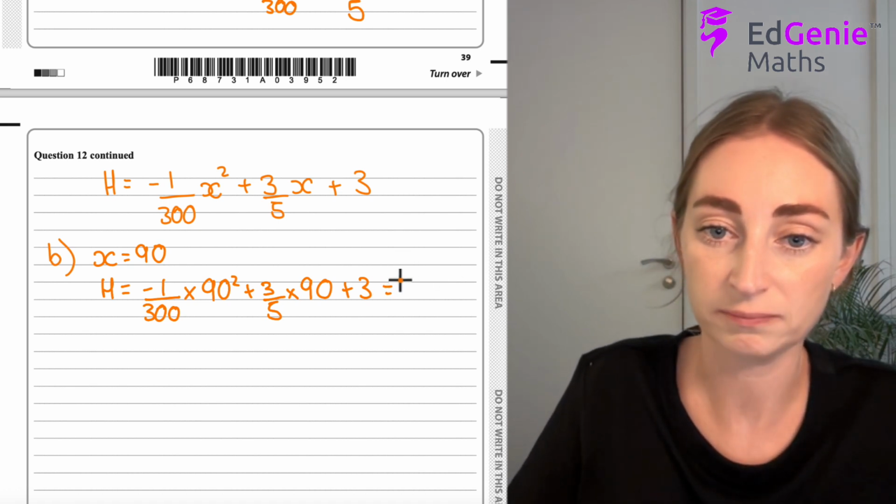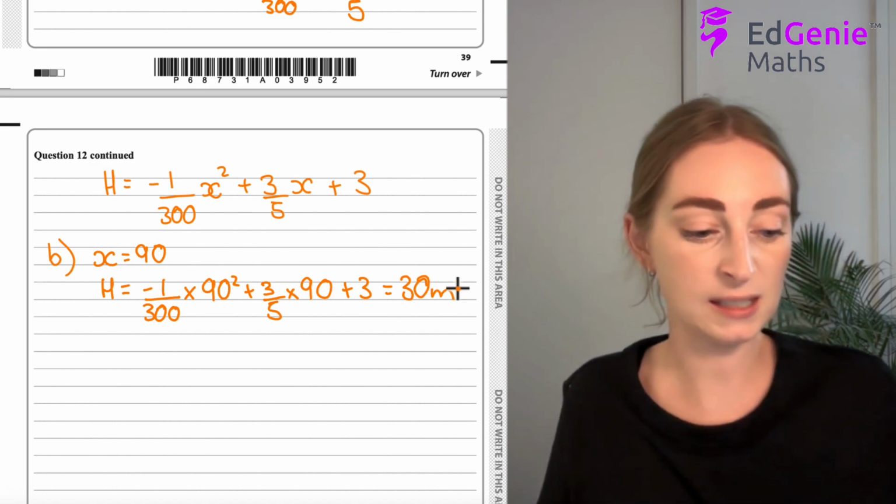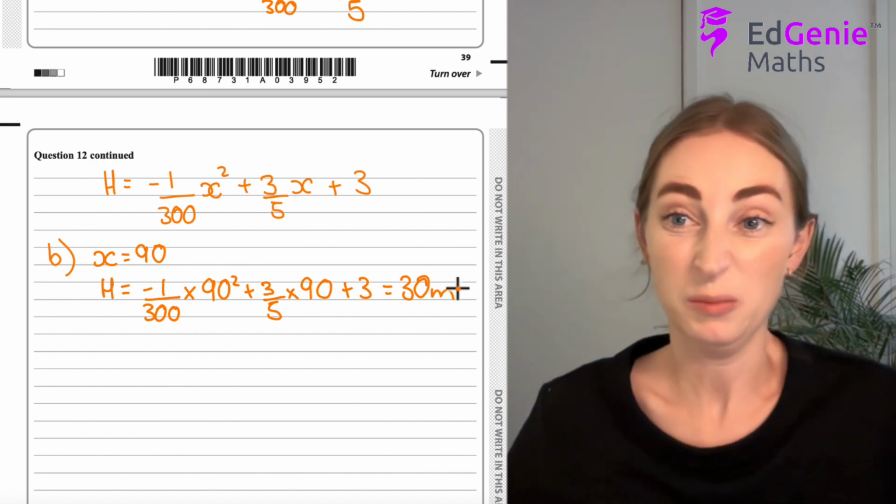It's 30. 30 meters, does that sound about right to hit a ball? Probably a golf ball.